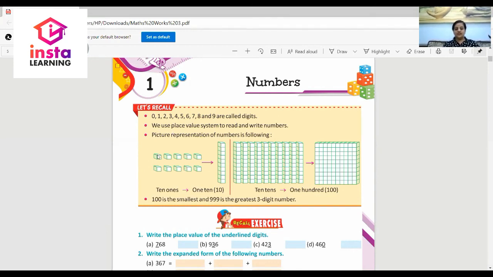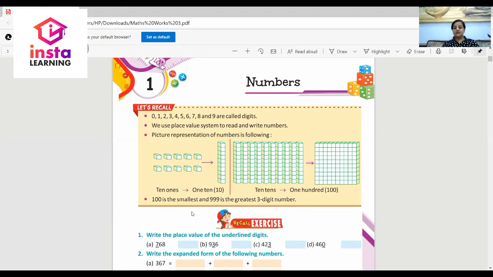Here this represents 1. So 1, 2, 3, 4, 5, and again 5. It means there are 10 in number, that is 10 ones. And then it is 10 tens, 10 rows, that is equal to 100. So 10 tens are equal to 100.